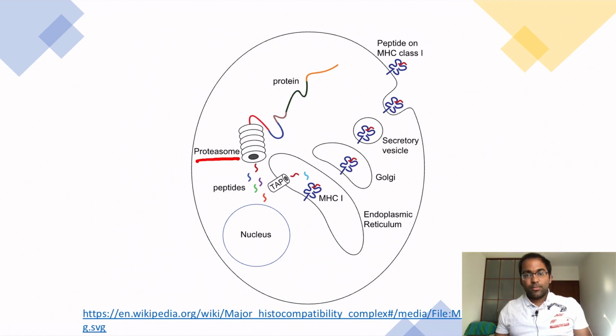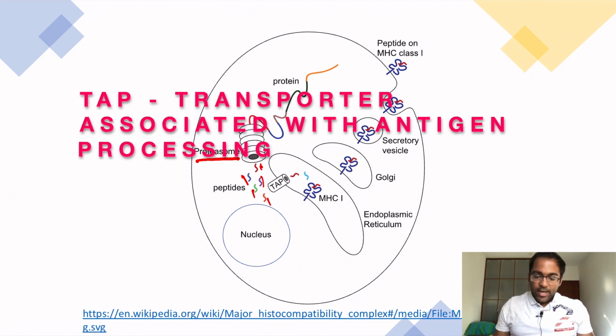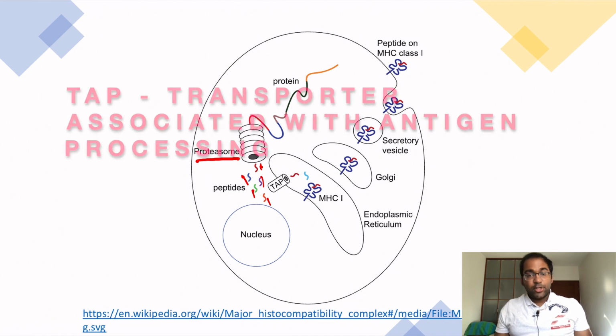A proteasome is a complex that breaks proteins using enzymes such as proteases, and it will break the peptide bonds between proteins, and this will result in small protein pieces known as peptides. Now these peptides will be transferred through the TAP molecule, which stands for transporter associated with antigen processing, and it will reach the endoplasmic reticulum.